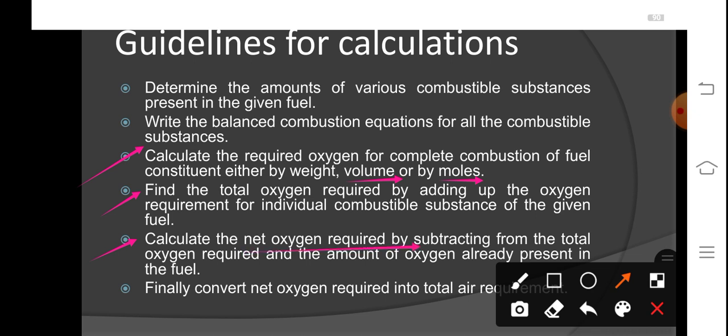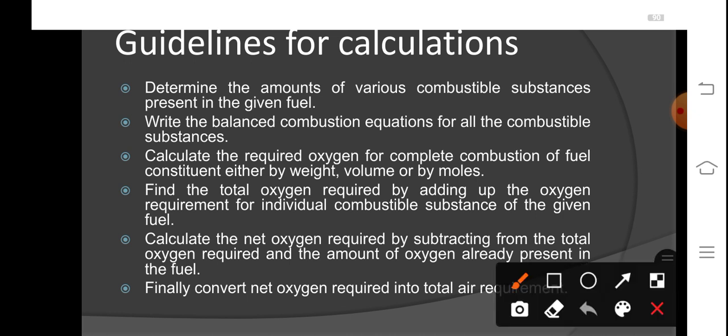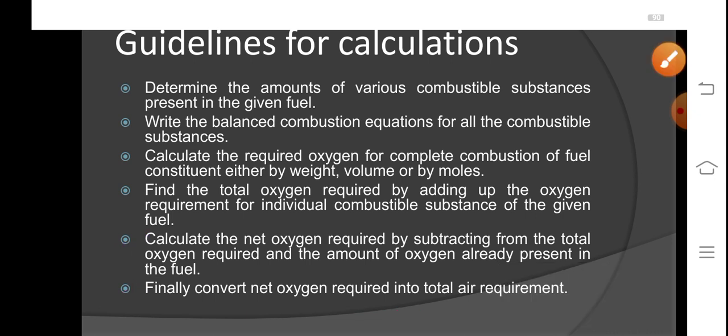How are we going to calculate the net oxygen required? It is done by subtracting the amount of oxygen already present in the fuel from the total oxygen required. As I have already told you, if oxygen is already present in the fuel, then we need to subtract this amount, because it is that amount of oxygen which is not required in the combustion. And finally, we are going to convert the net oxygen required into total air requirement.